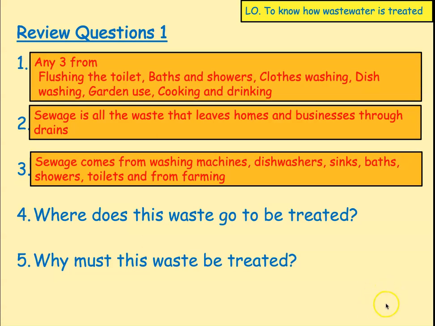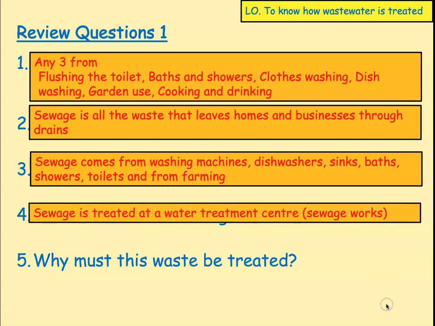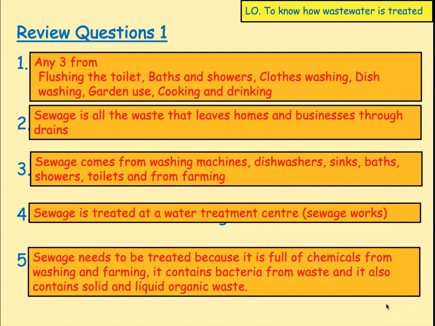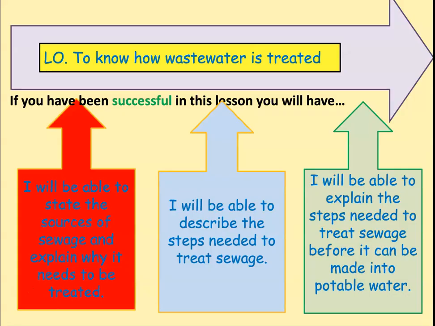Where does the waste go? It goes to a water treatment centre or a sewage works. And why must it be treated? Sewage needs to be treated because it's full of chemicals from washing and farming, and it also contains bacteria from waste, and it also contains solid and liquid organic waste. Okay, so that's our first success criteria.